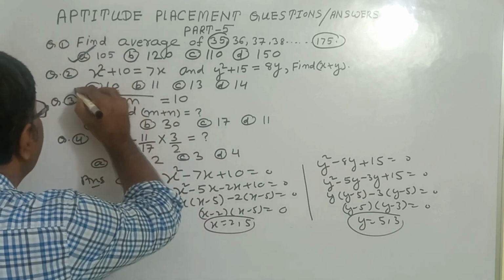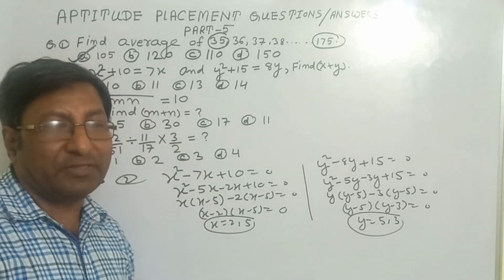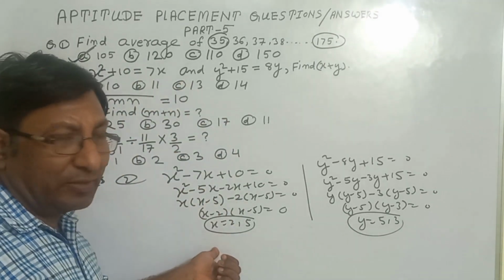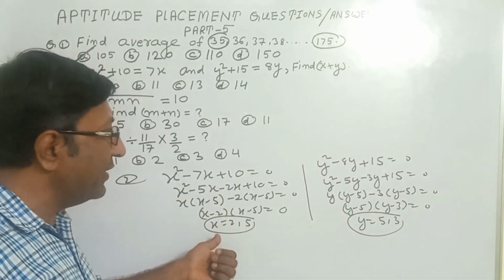So our correct answer is what? 10. So this is a very important question. Any question can come of this type. This is a quadratic equation. You solve this and find the value of x or whatever variable is given.